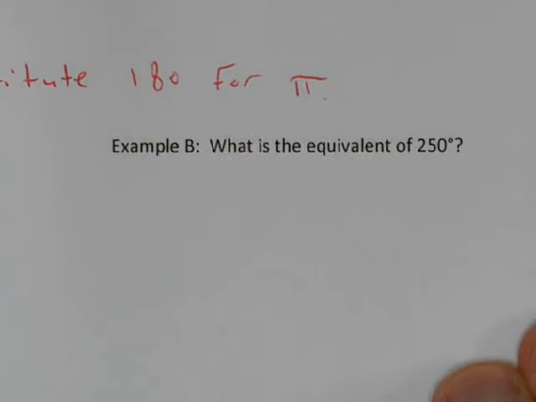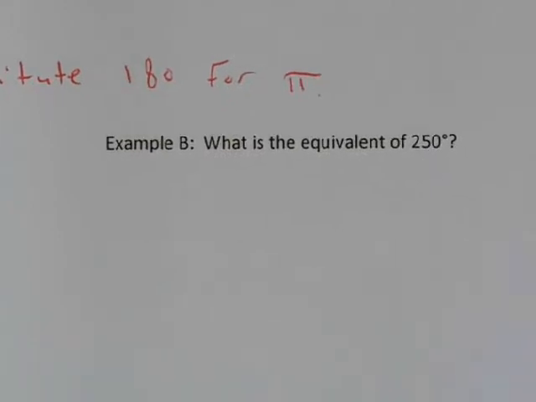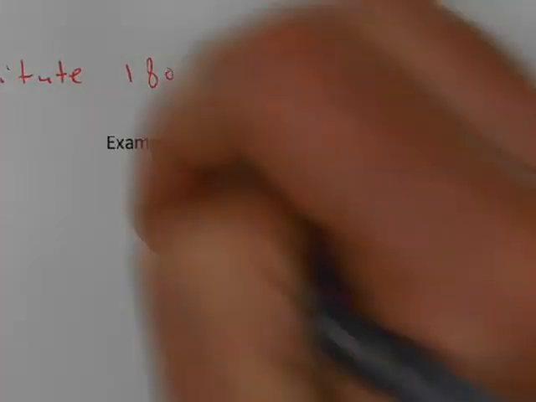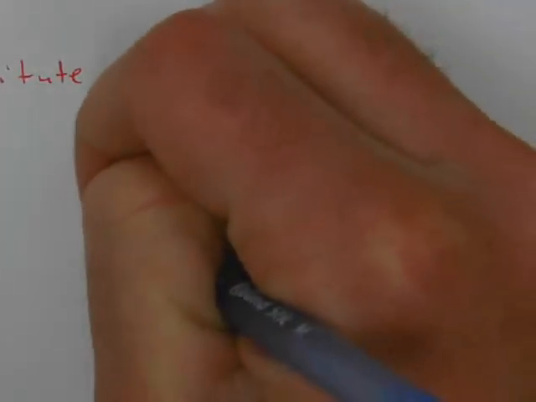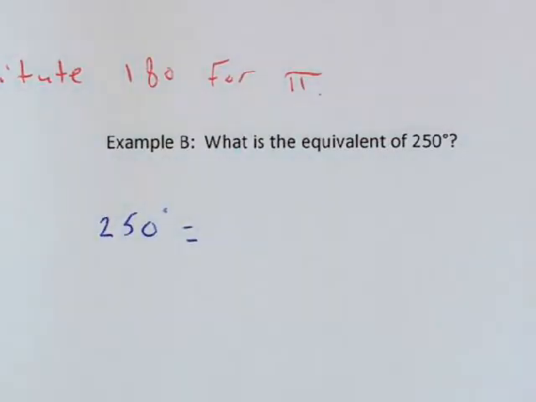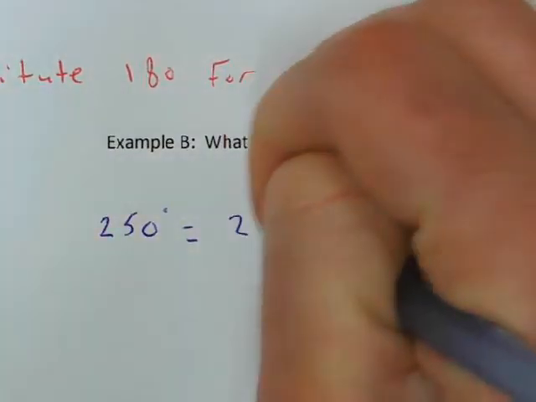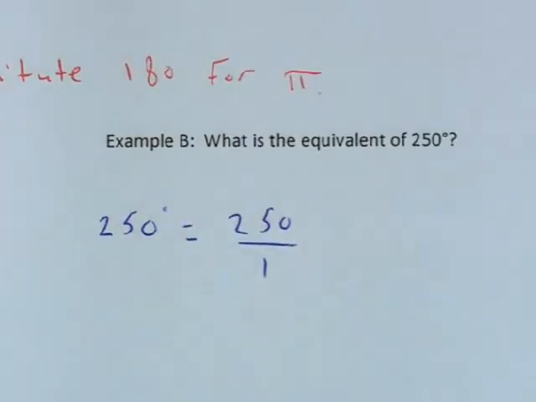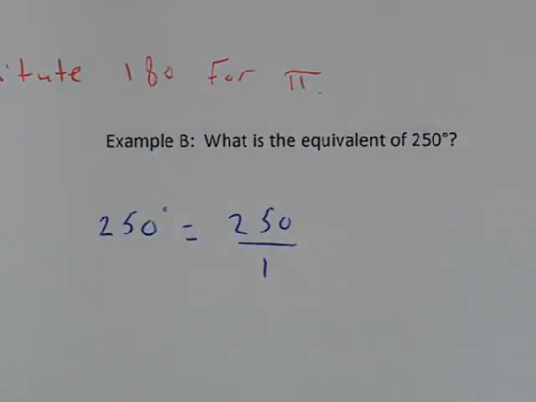Okay. All right, next, what is the equivalent of 250 degrees? And we want to write this one in radians. So this one is a little bit different. Here we can't just use substitution. Here we actually do have to multiply. So we're starting with 250 degrees. That's the same as 250 over 1, just so we have a fraction. And then I want to multiply by something.